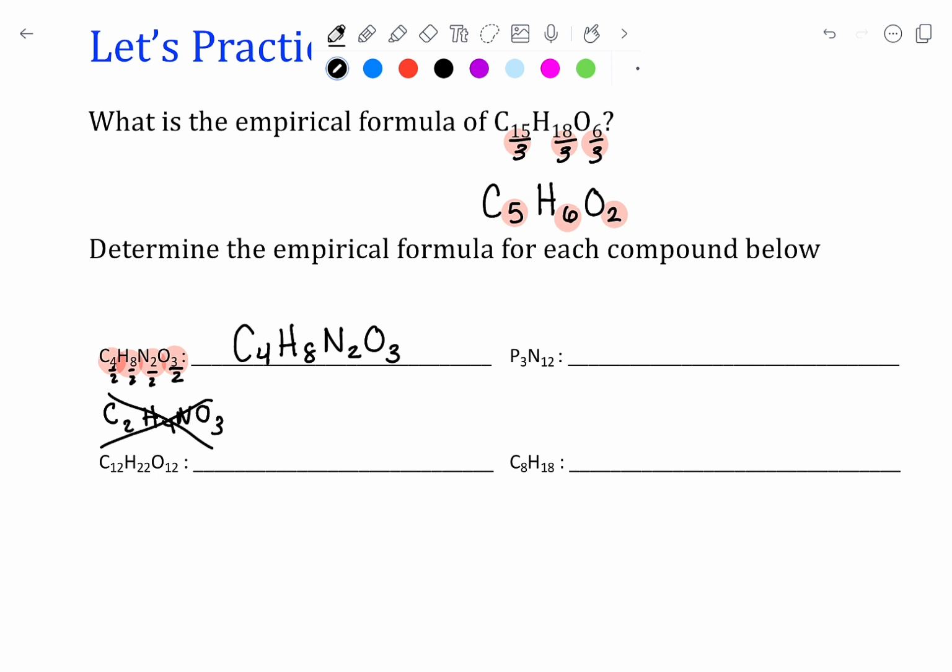Let's look at our next one, P3N12. Okay, so I think we can all see that our least common denominator here is 3. We can divide both of those numbers by 3 and get PN4. Remember, if we have a subscript of 1, we don't show it. Okay, so we just leave it as is.